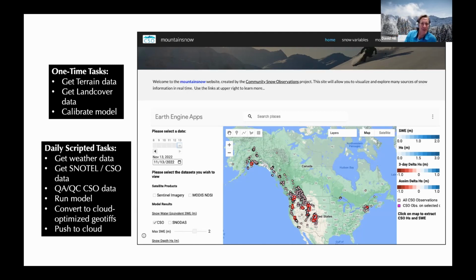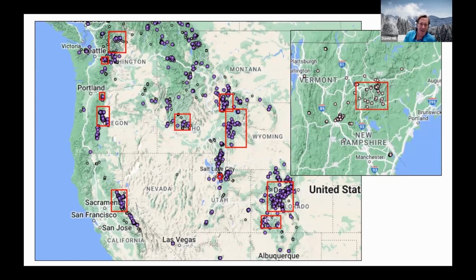Okay. So this image here, I've zoomed in on both the Western United States and our one domain here in New Hampshire. This tries to highlight how we build out modeling domains in areas with a high concentration of measurements. All of the purple dots that you see are CSO observations. And so we go in and drop boxes on these little clusters that we see because there's a lot of backcountry users out in those areas.